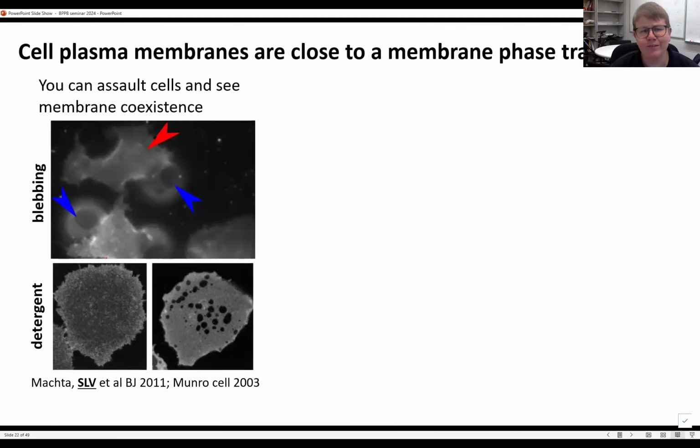Okay, so we're interested in this because the plasma membrane also has a phase transition. And we know this for lots of reasons. One reason is that you can do terrible things to cells and coax their plasma membrane to phase separate. You can bleb them, you can add detergent, and there are other things you can do. You can extract lipids and get them to phase separate. But on their own, they don't just phase separate.